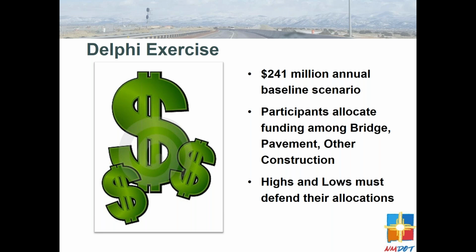And at that point, we used a Delphi exercise with everybody amongst the group. And we identified that we've probably been spending in the neighborhood of $240 million for what we would call asset management on just our pavements and our bridges. And we looked at those historical funding allocations, in order to try to get the group to come to consensus about how much we should allocate in the future between pavements and bridges and other construction.